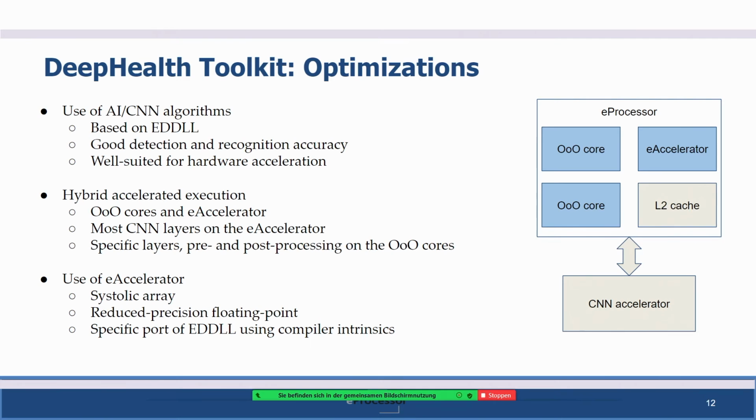And we're going to use a similar hybrid accelerated execution model using the out-of-order cores and the E-accelerator for the CNN layers, using as well the reduced precision floating point in the E-accelerator, which is one of the key features we want to stress with this use case. To do that, we're going to do a specific port of the EDDLL library using the compiler intrinsics that are going to be provided by the compiler team of the eProcessor project.